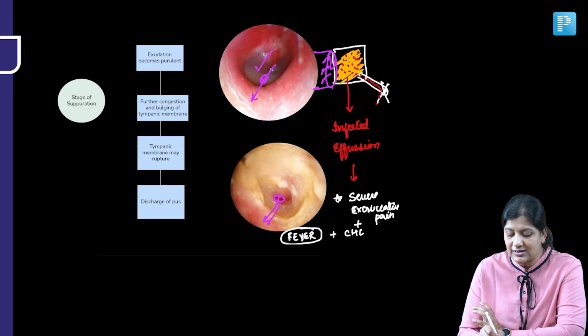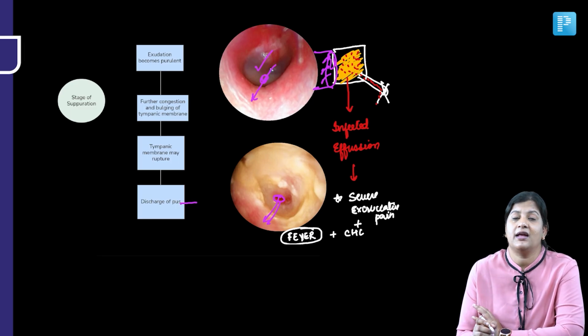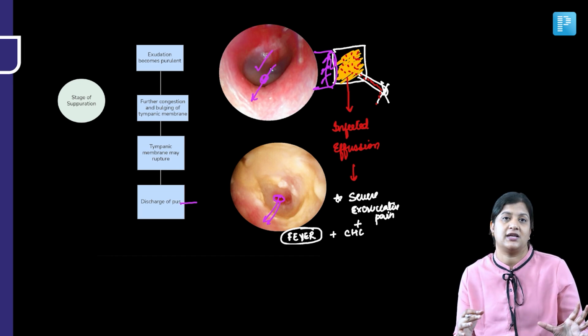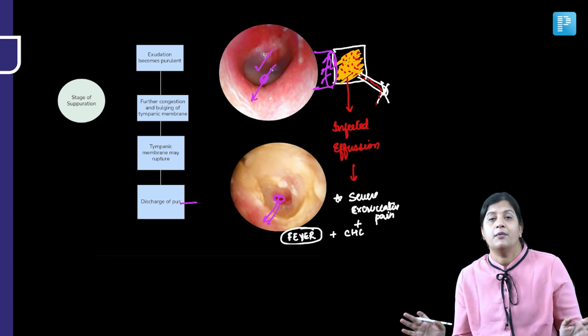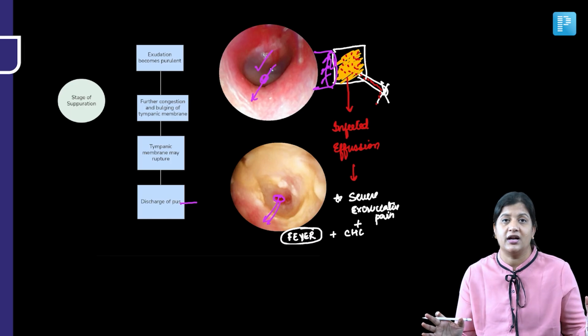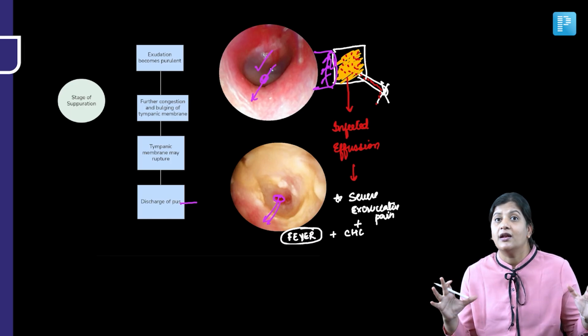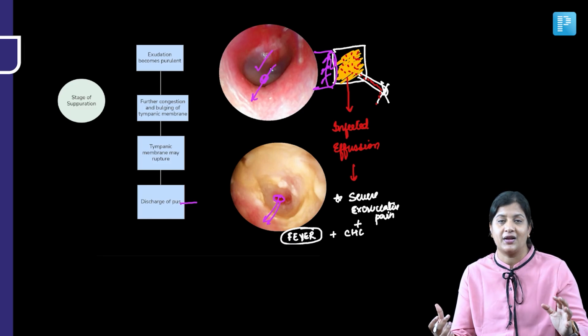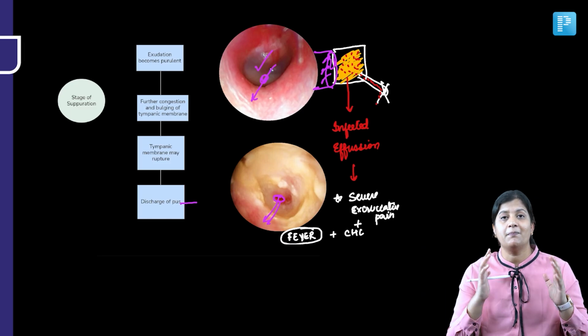Now, when the pus is getting discharged, it can be taken into the stage of suppuration, but some books mention it to be in the stage of resolution as well. But whatsoever it be, it's a pathology that we see in ASO. Now, the pus that comes out of the middle ear will come out in a pulsatile form. It doesn't come simply like that. It comes in a pulsatile form.